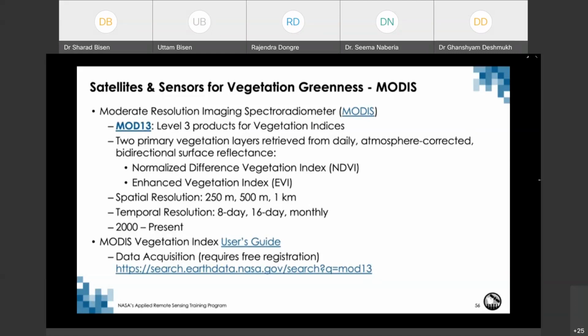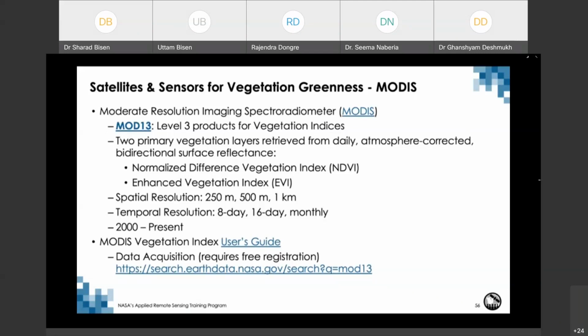The second vegetation index product is the Enhanced Vegetation Index, or EVI, with improved sensitivity over high biomass regions, such as the tropics. The two vegetation indices complement each other in global vegetation studies and improve upon the extraction of biophysical parameters. NDVI and EVI are retrieved from daily atmosphere-corrected bidirectional surface reflectance.